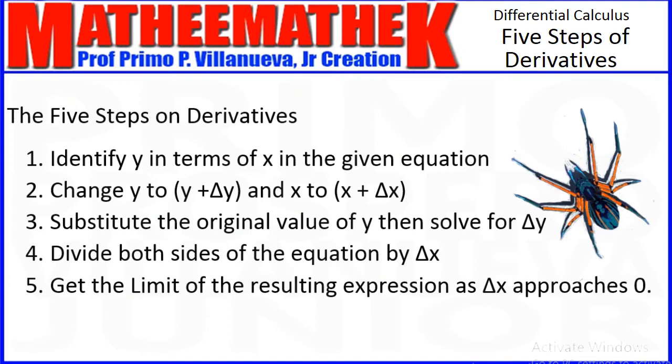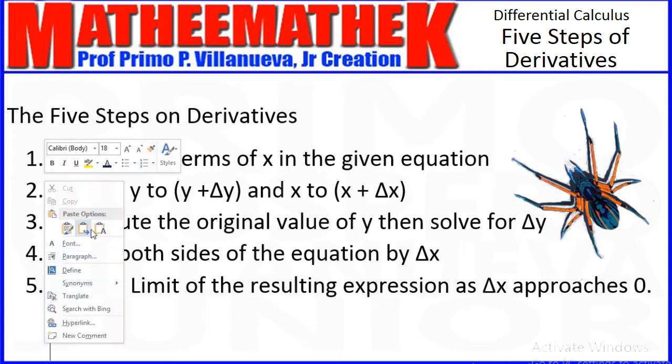First, identify y in terms of x in the given equation. Second, change y to y plus delta y and x to x plus delta x. Third, substitute the original value of y, then solve for delta y. Fourth, divide both sides of the equation by delta x. Lastly, get the limit of the resulting expression as delta x approaches 0.